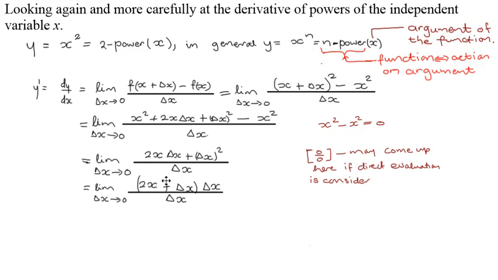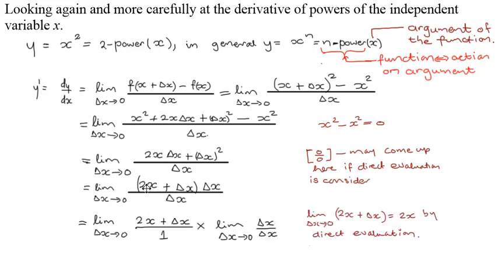And then we've got here 2x times delta x plus delta x squared, which if we try to evaluate using direct evaluation, would give the indeterminate form 0 over 0, which you cannot give as a limit. So what we'll do then, we'll factorize this and simplify further. We can rewrite this as the limit of (2x plus delta x) over 1 times the limit of delta x over delta x. Recall here that delta x is different from 0, so we're not having 0 over 0 here, we just have this change approaching 0.